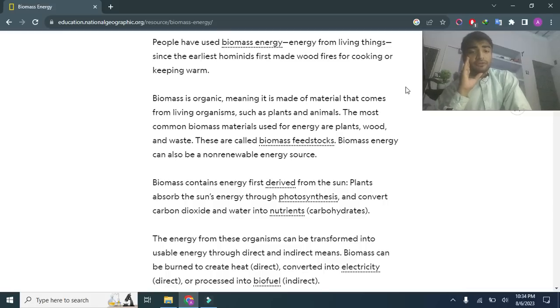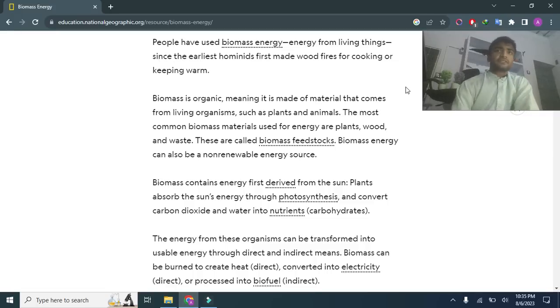Plants absorb sunlight through the photosynthesis process and convert carbon dioxide and water into nutrients, the carbohydrates. As we know, in the language of bioscience, nutrients are also known as carbohydrates.